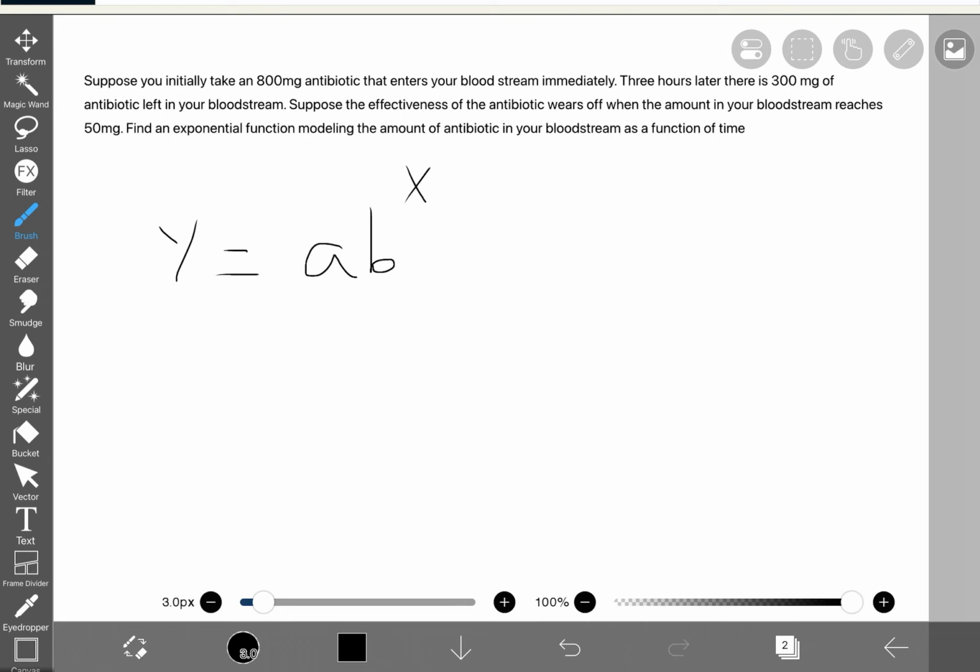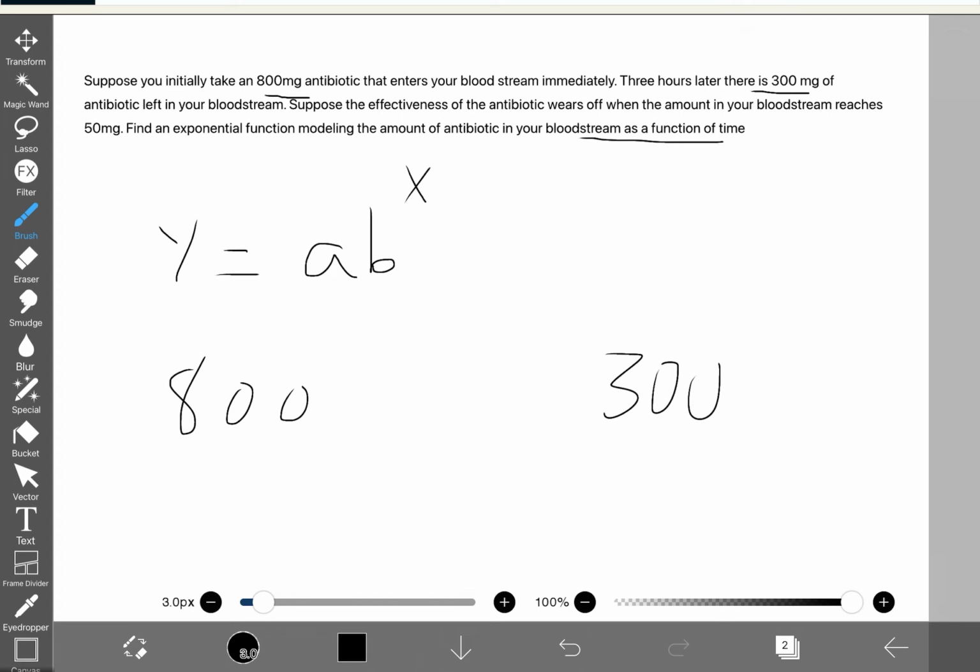So we have two values of y already. We have the 800 there, and we have the 300 there. And the way you can tell is we're modeling it as a function of time, and it's modeling the amount of antibiotic in your bloodstream. So the antibiotic is going to be the dependent variable, and the amount of time is going to be the independent variable, right? Kind of back to a science question.